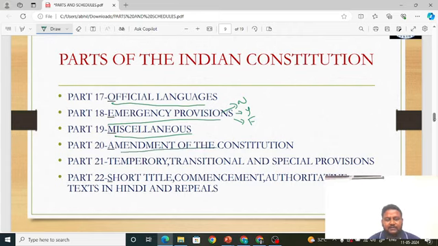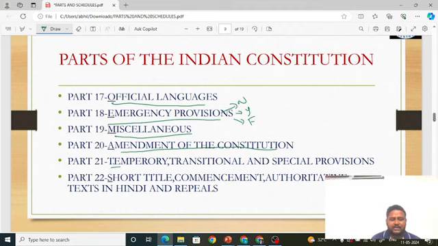Okay, part 20. I told what you mean by amendment of the constitution in the beginning itself. So part 20 deals with amendment of the constitution, friends. Part 15 deals with what? Part 15 deals with elections. Part 20 deals with amendment. Questions have been asked in SSC MTS also regarding part 20. Part 15 election has also been asked.